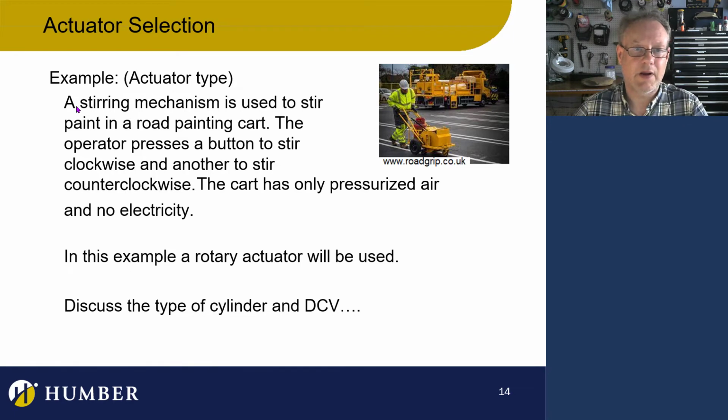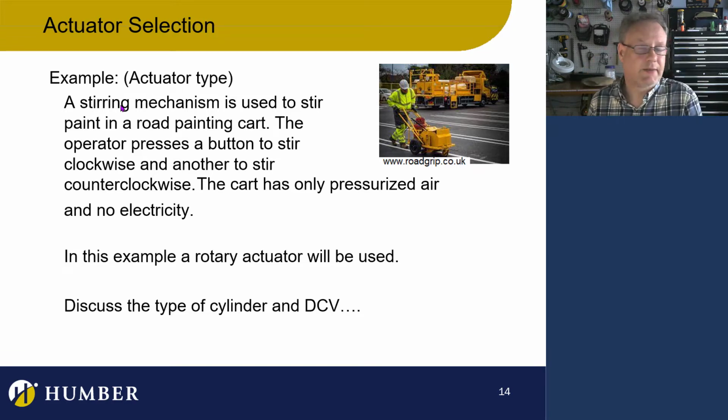Here we go. Actuator type here. A stirring mechanism is used to stir paint on a road painting cart. The operator presses a button to stir it clockwise and another button to stir it counterclockwise. So back and forth and back and forth. Now, there's a pressurized tank on this cart, okay?